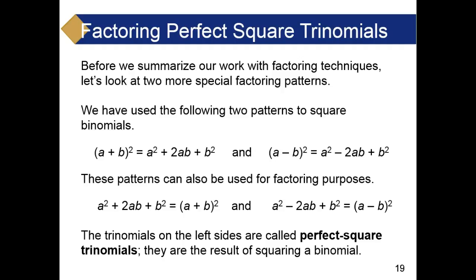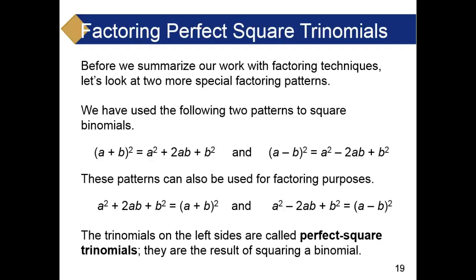Before we summarize our work with factoring techniques, let's look at two more special factoring patterns. Okay? We've used the following two patterns to square binomials. (a plus b) squared is a squared plus 2ab plus b squared. Now, do y'all remember how we did that? Square the first, twice the product, square the last. That's the easy way to do it. If you don't want to do that, you can always FOIL it.